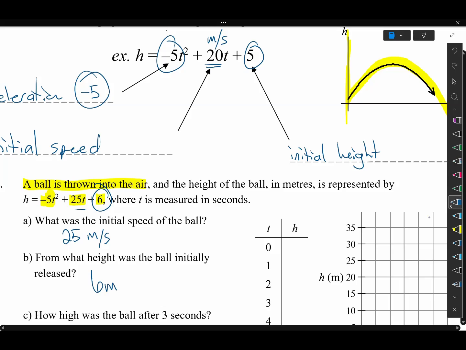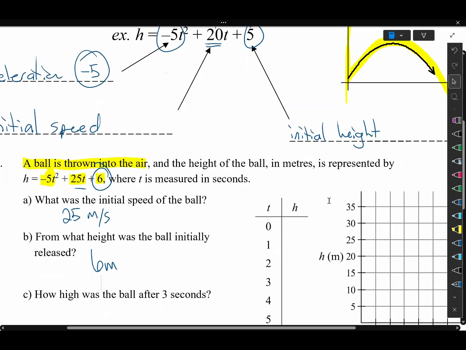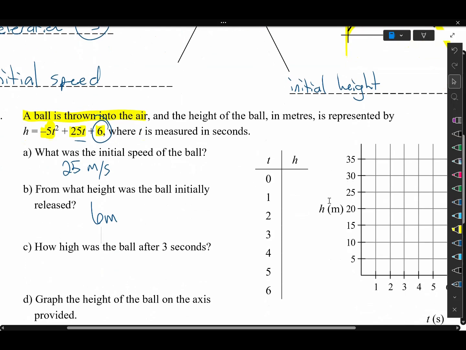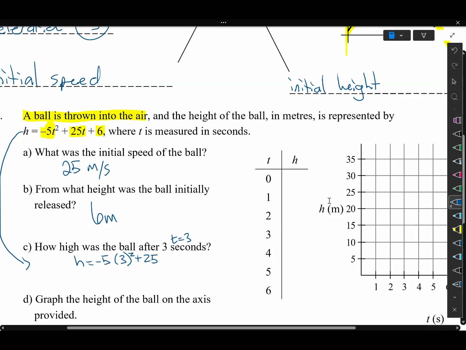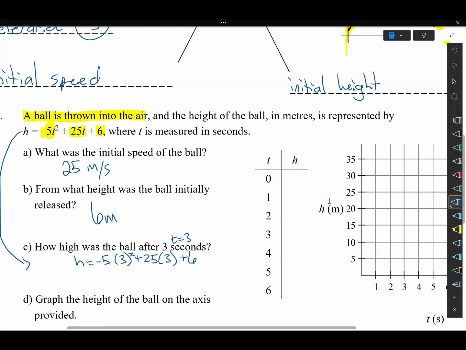Now, how high was the ball after 3 seconds? We're going to need to do a little bit of work in order to accomplish this, right? So we have this equation, and this equation tells us the certain heights at different times. Well, we can just substitute in our value after 3 seconds. That means t equals 3. So we're working with height equals negative 5 times 3 squared plus 25 times 3 plus 6. And then we're just evaluating this using our BEDMAS.